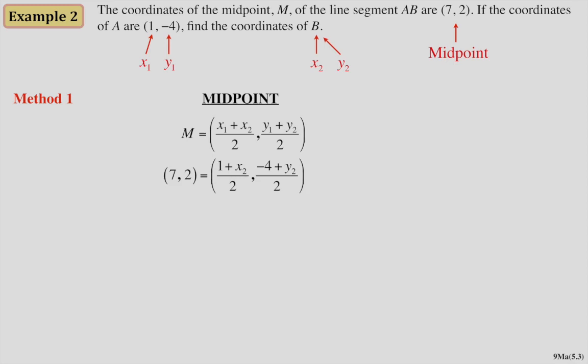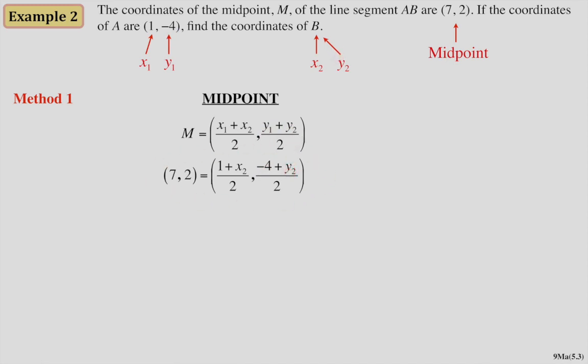So let's put in the information that we know. We know that the midpoint, the halfway point, is the point 7, 2 because it tells us. We know that x1 is 1. We don't know what x2 is, so we just keep calling it x2, and it's over 2 in the formula. y1 plus y2. We know y1 is minus 4. We don't know what y2 is, so there is our statement.